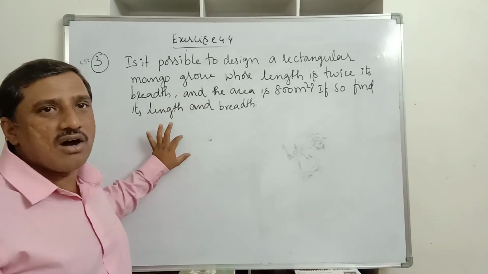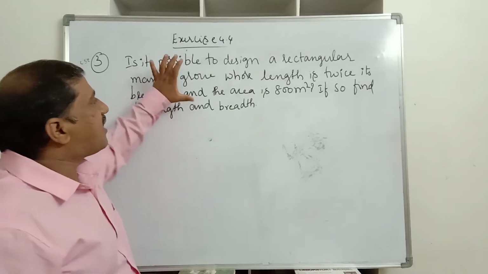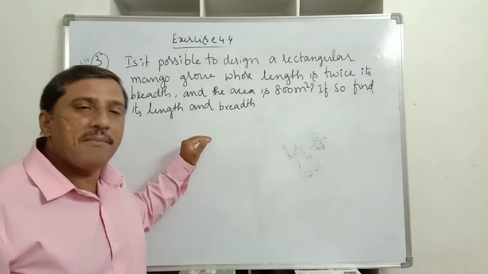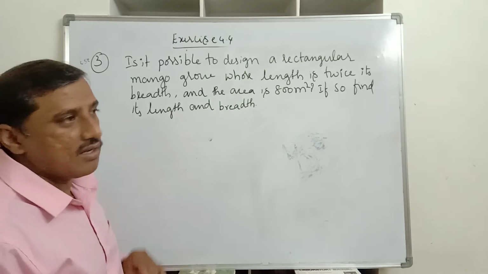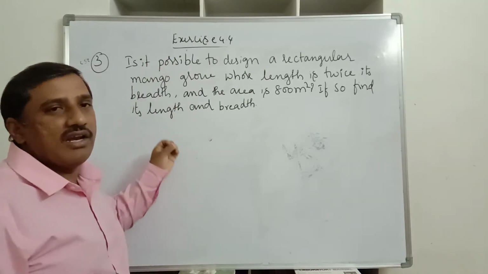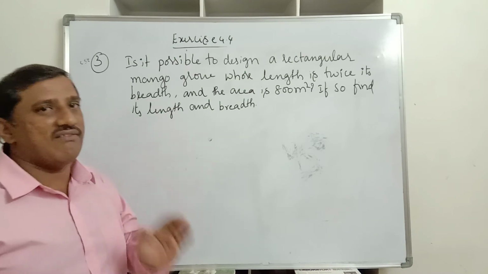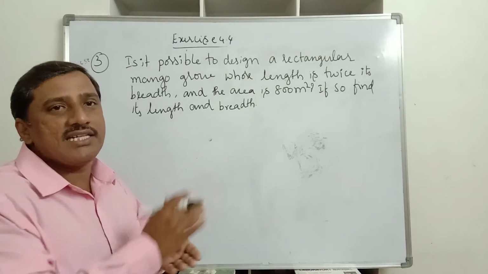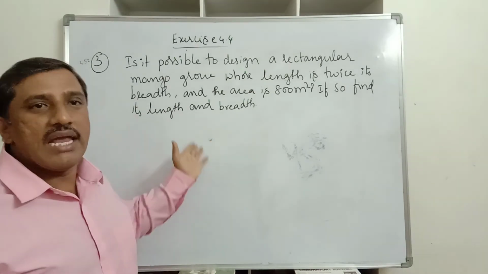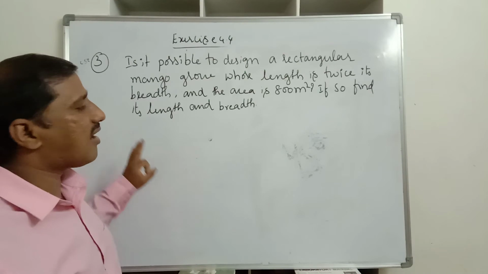So again, it is based on the concept of discriminant, that is the value of b square minus 4ac. First we need to prepare a quadratic equation to find the length and breadth of the mango grove. That is, by taking the unknown as x or y, some variable, and with the given statements we will make a quadratic equation. After preparing it, identify the D value. If D is greater than 0, a positive value, then it is possible. If it is not greater than 0, then it is not possible. So the first step is to make a quadratic equation.